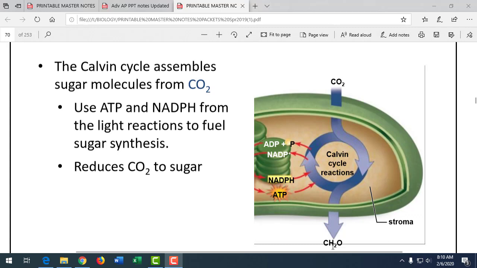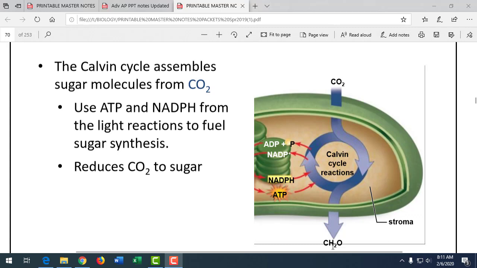one is reduced. So the way to remember it for me is carbon dioxide has a hard C and Calvin cycle has a hard C. So and it makes a carbohydrate, which has a hard C. So carbon dioxide enters the Calvin cycle, making a carbohydrate, okay? So that's where the sugar is made.